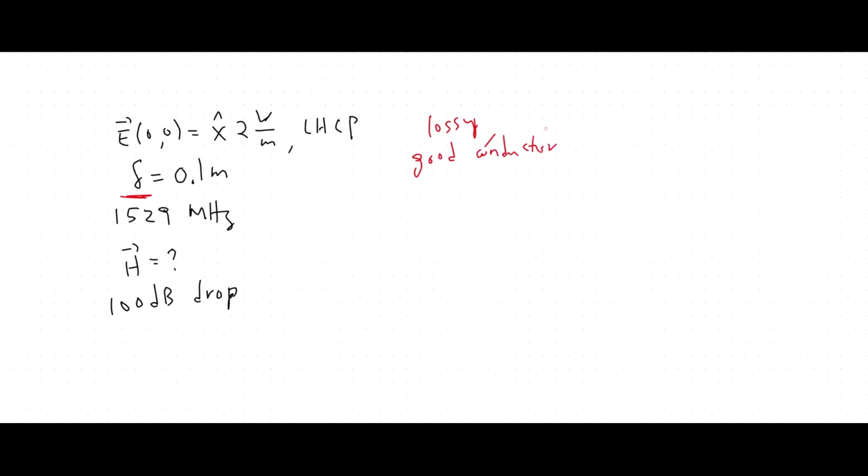So right away I look at my formula sheet and it says alpha is equal to beta is equal to the square root of mu sigma omega over 2. And then eta is equal to 1 plus j times the square root of mu omega over 2 sigma. Is that right?